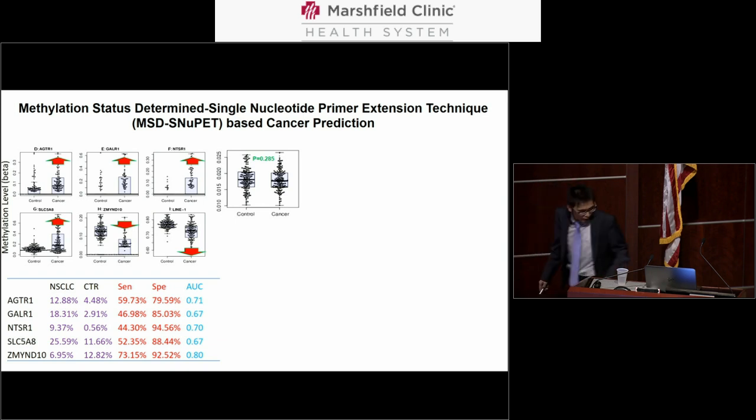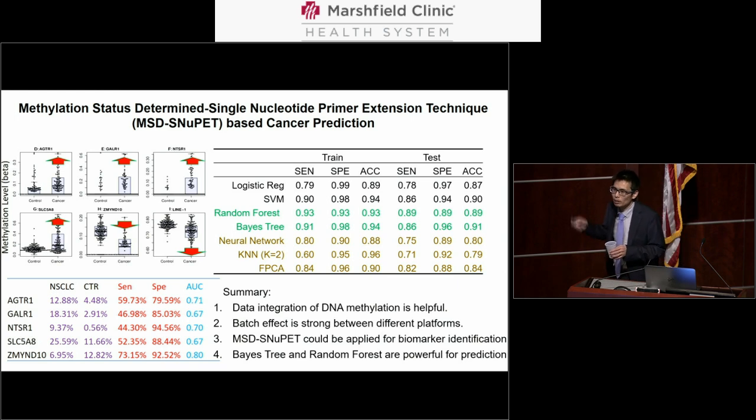But if you can combine them together with some machine learning method, you can find a very good result. So I can show you here. Using different prediction models with these 5 genes, you can find the sensitivity from 0.7 to 0.9, and the specificity is usually very high. This is on the training side.